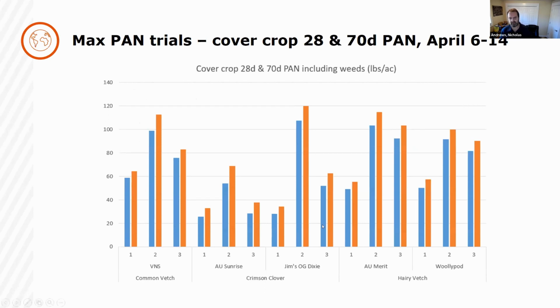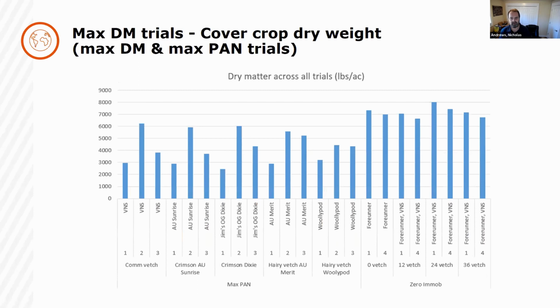And you can see that crimson did really well on one farm. We had a lot of variability in establishment on the farms. The VNS common vetch was a pretty strong performer. And then the AU Merit and the woolly pod hairy vetch were also fairly strong performers. So along the y-axis, this is 60 pounds of fertilizer value. This is 100 pounds per acre of fertilizer value. Lots of nitrogen coming from these cover crops.